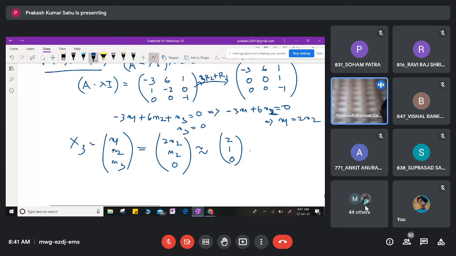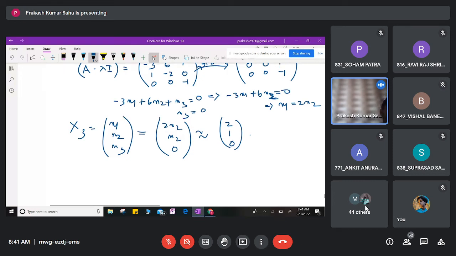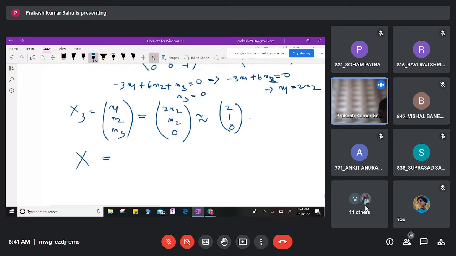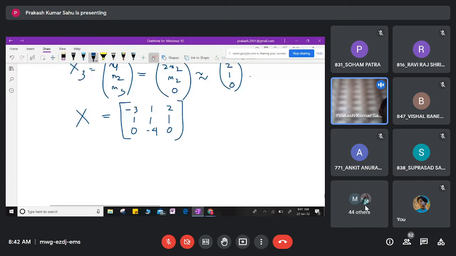So now you form the X matrix. Your X matrix is equal to what? The first eigenvector is -3 1 0. Second eigenvector is 1 1 -4, and third eigenvector is 2 1 0. So this matrix is your modal matrix. This is your X matrix. So now if you want to find the X inverse, find कर सकते हो, find X inverse.